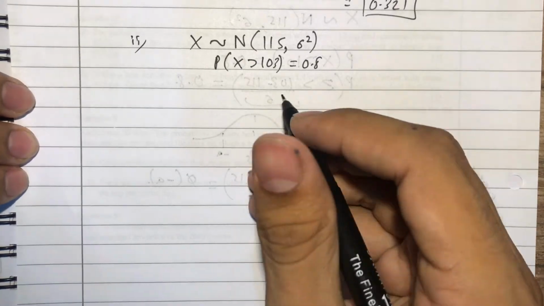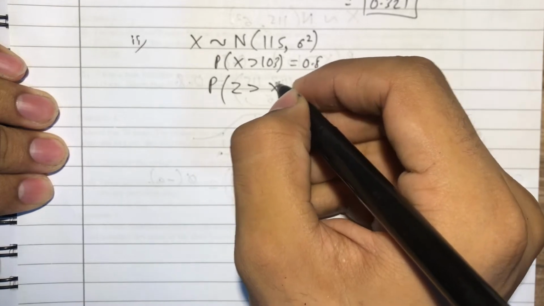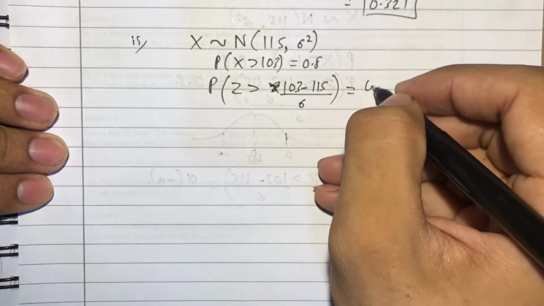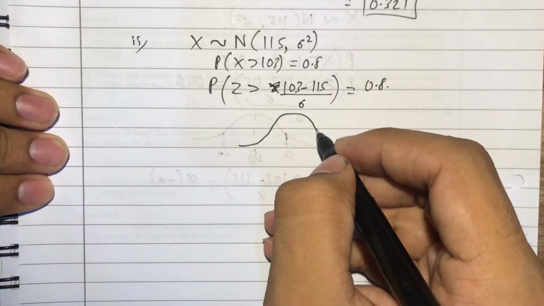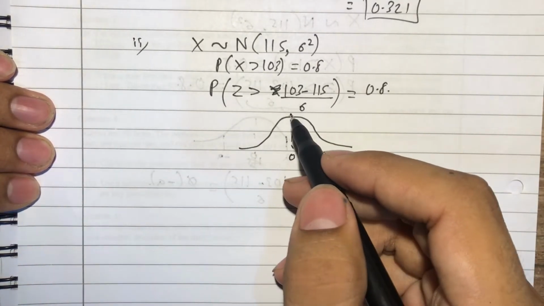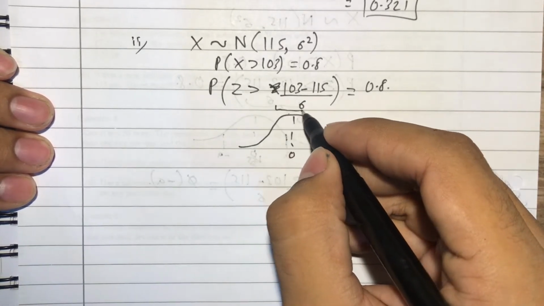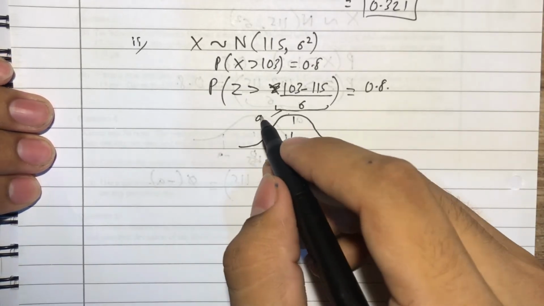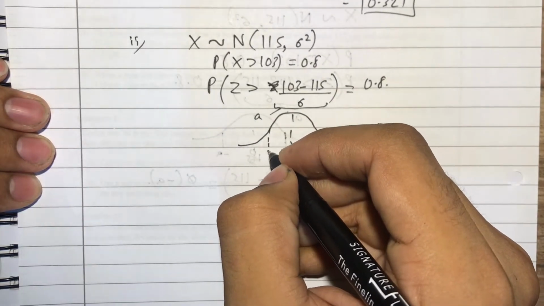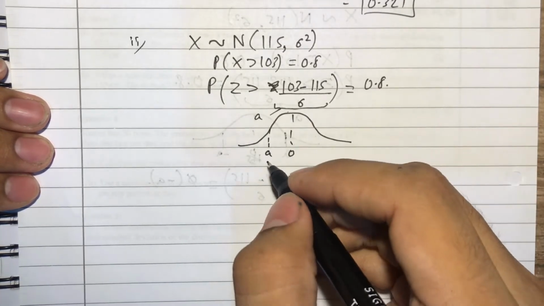Again, over here we have a non-standard normal distribution. I'll convert it to standard form. So z is greater than (103 minus 115) upon the deviation. This is equal to 0.8. Now if I draw the curve roughly, this is going to be 0 because this is a standard normal distribution curve. Let's consider this as a, so the probability of z greater than a is 0.8. So a should be towards the left of 0 because this region will be 0.8, right? Now we have to find what is the value of a first.